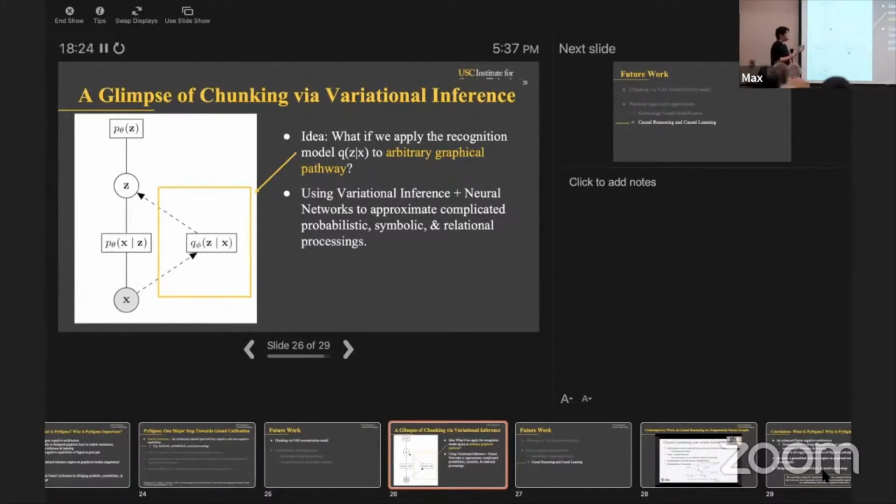In that case, it's basically just using variational inference plus neural networks to approximate the complicated probabilistic, symbolic, and relational processing. You can think of that as building System 1 processing pathways to approximate the message calculation via a System 2 pathway.